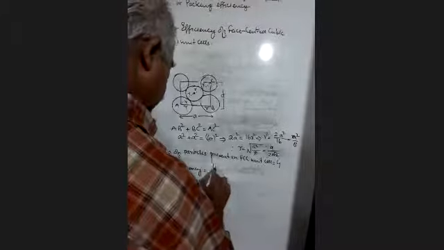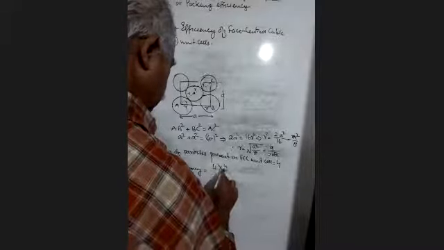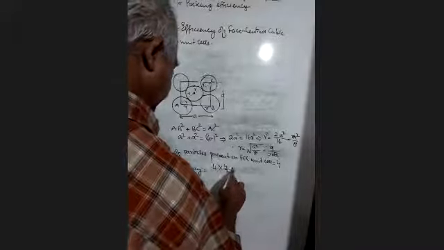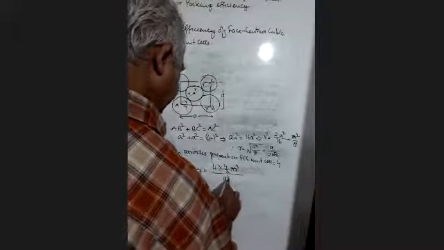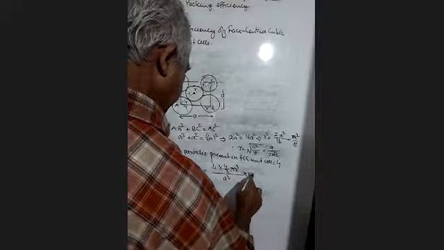So what can we write now here? Packing efficiency will be equal to what? 4 into 4 by 3 pi r cube by a cube into 100.